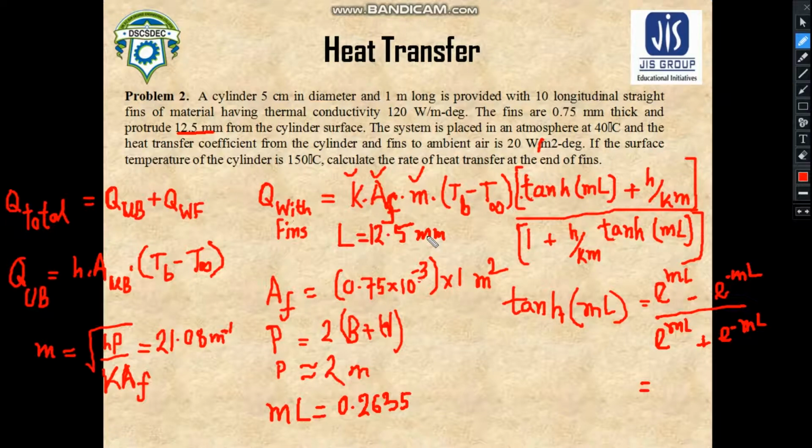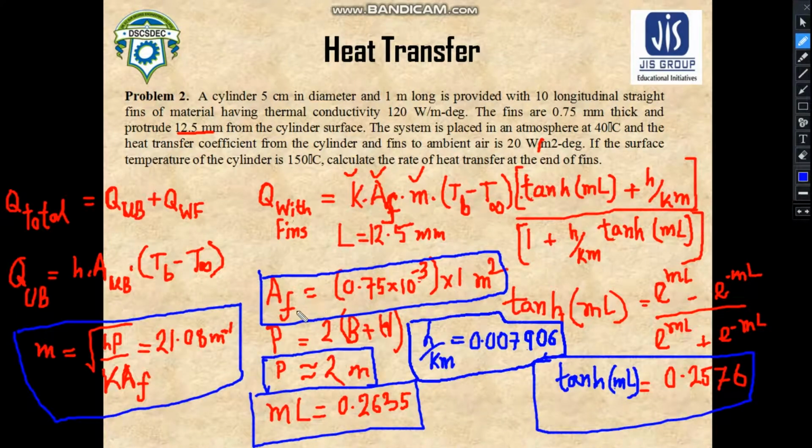So this L would become 12.5 millimeter, and ultimately you will get this mL value as 0.2635. And if you are interested to find out the hyperbolic function, tanh of mL, you will find that this function would become 0.2576. So now you can see that all over the screen we have some data which we have just calculated.